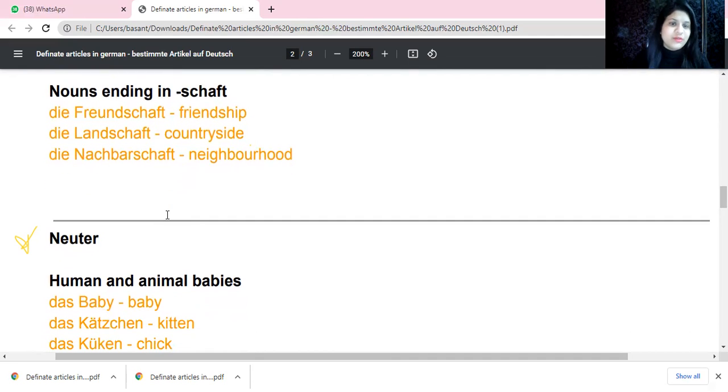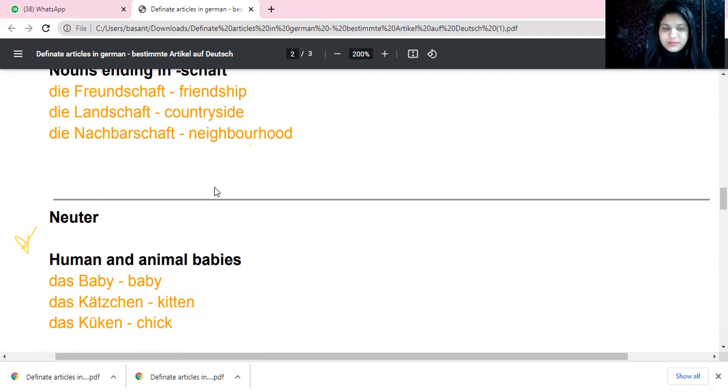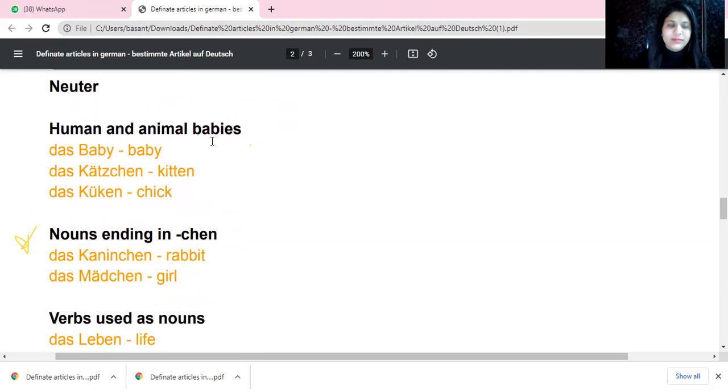One of my students used to pronounce it as Nach-bar-schaft. So this is Nach. Nachbarschaft. Nachbarschaft. Yes, please don't say it like that. This is not Nach. So Nachbarschaft.